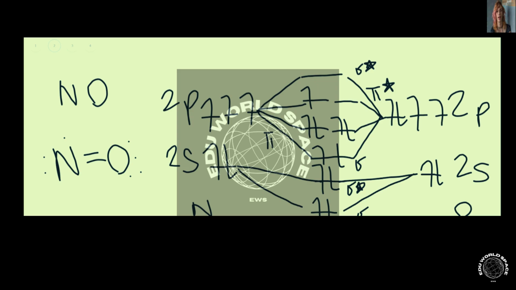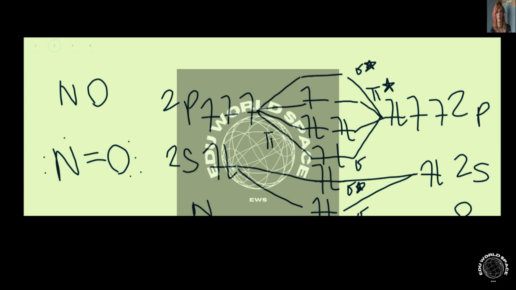And then our 2p orbitals overlap to form one bonding sigma orbital, 2 bonding pi orbitals, one anti-bonding pi orbital, and one anti-bonding sigma orbital. So the sigma and pi stars are anti-bonding orbitals. So we can see we have 1, 2, 3, 4, 5, 6, 7, 8 electrons in our bonding sigma and pi orbitals. And then we have just 3 electrons in our sigma star and pi star anti-bonding orbitals.